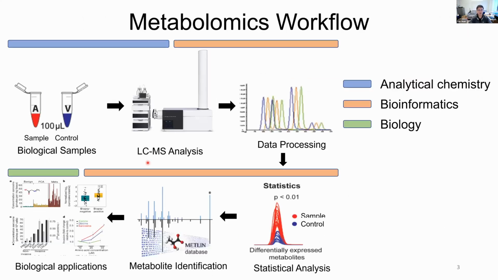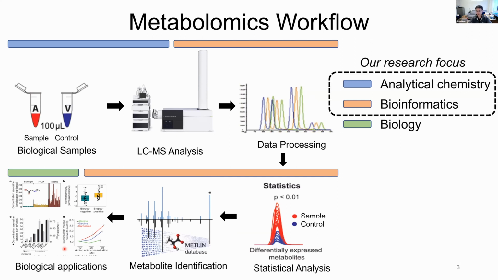And here is the workflow of a metabolomics study. We start from sample preparation, we run our LC-MS analysis. Following that, we do a lot of data processing, and then go into statistical analysis, identification, and finally, we move to the biological application. And as Dr. Feng introduced earlier, I am an analytical chemist. So what I am interested in is analytical chemistry and bioinformatics. Our goal is to make metabolomics more powerful, easier to use, so that we can generate better metabolomics biological insight.